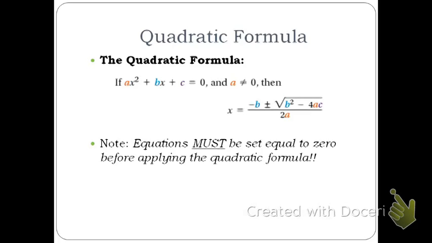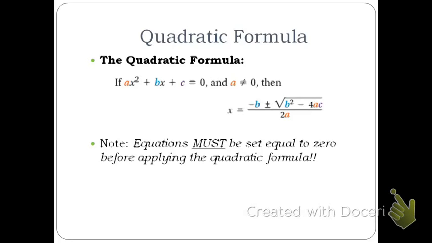The quadratic formula says if you have a quadratic set equal to 0, then x is always equal to, and you read it like this, the opposite of b plus or minus the square root of b squared minus 4ac all over 2a. In order for this formula to work, you must set your quadratic equal to 0.